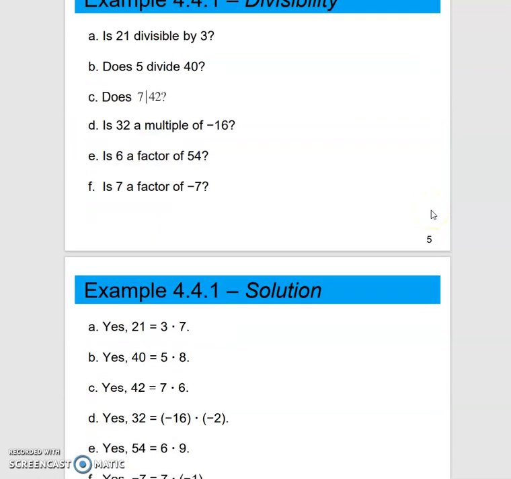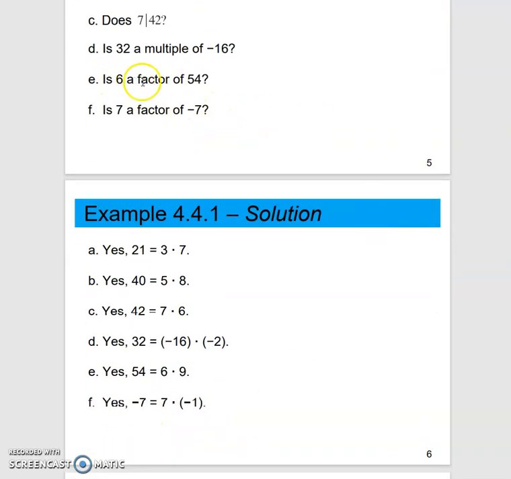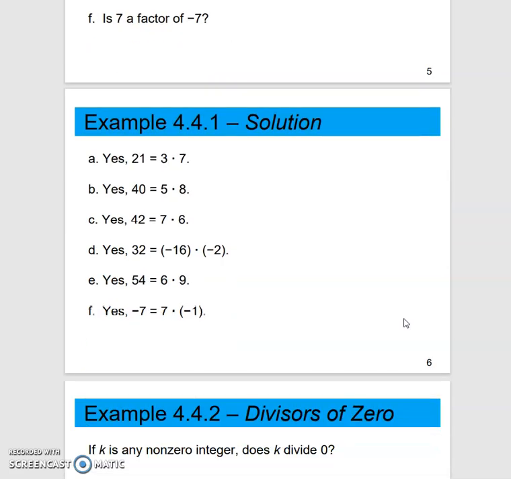Let's check some divisibility examples. Is 21 divisible by 3? Yes, it is. Does 5 divide 40? Yes, it does. Does 7 divide 42? Yes, it does. Is 32 a multiple of negative 16? Yes, it is. Is 6 a factor of 54? Yes, it is. Is 7 a factor of negative 7? Yes, it is. So all of those did work.